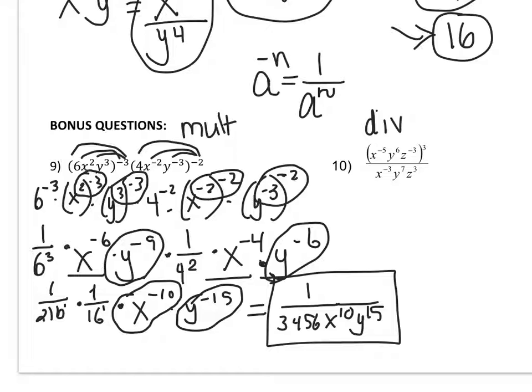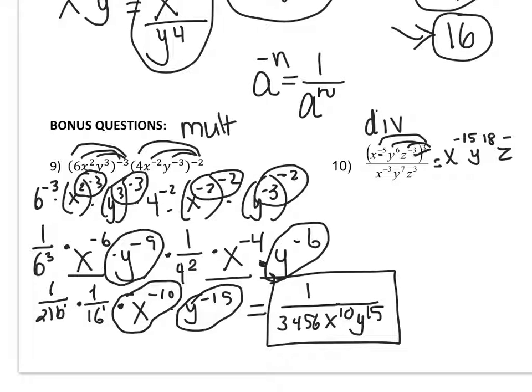This one's a little different. You only have parentheses on the top. So you only have to apply this power of 3 to these three pieces here. Using the power to a power rule, you can multiply the powers. -5 times 3 gives me x to the -15. Y to the 6th raised to the 3rd power. Again, you can multiply 6 times 3, you get y to the 18th. Z to the -3rd raised to the 3rd power. Again, multiply those powers, you get z to the -9. -3 times 3 is -9.